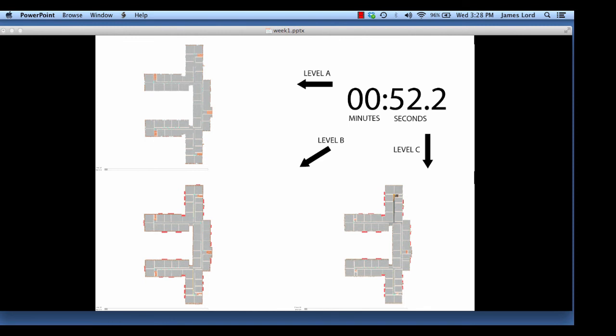What if the wind flow was there? What if this door was closed? What if the fire was smaller or bigger? And we could do 30, 40, 100 different computer model runs to test that out. So what we're seeing here is the three levels of the apartment complex. The top left here is level A, the lower left is level B, and the lower right is level C.